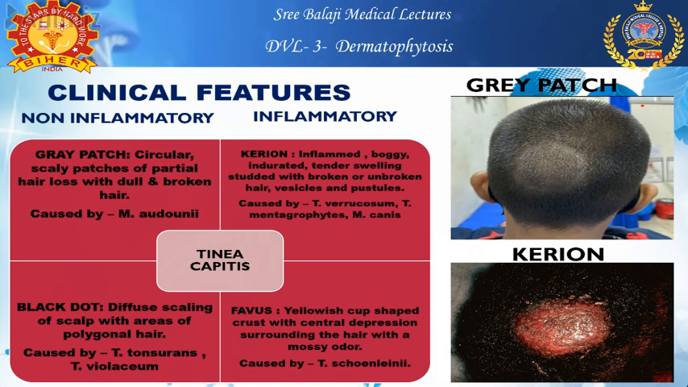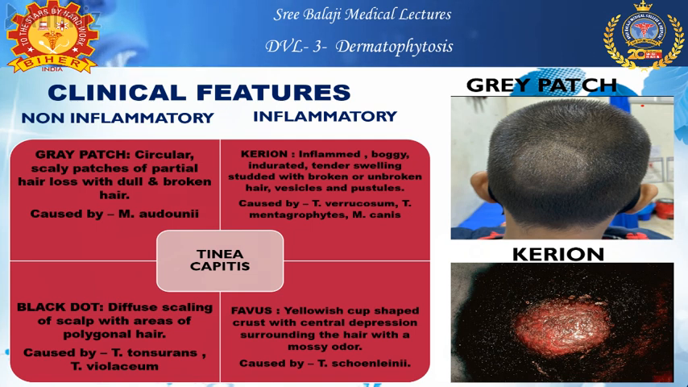So the black dot type is mostly caused by endothrix organisms: Trichophyton tonsurans, violaceum, and soudanense. These organisms cause an endothrix type of fungal infection, and the scalp hair becomes brittle and starts breaking at the level of the scalp surface. That is why you are going to see numerous black dots on the surface.